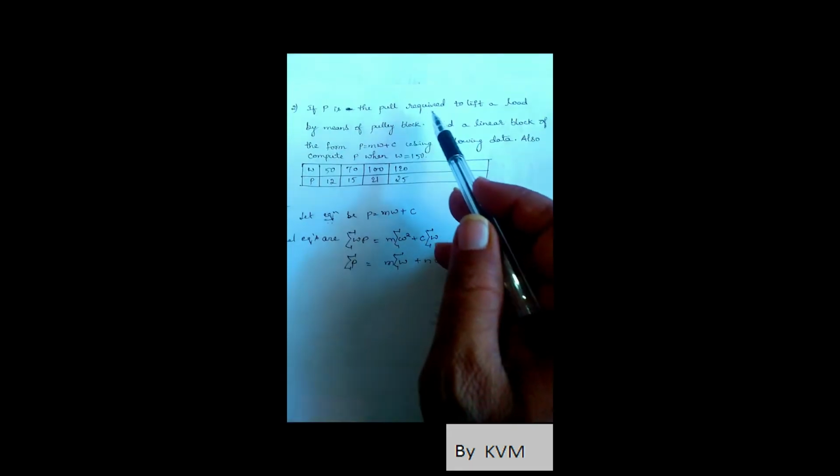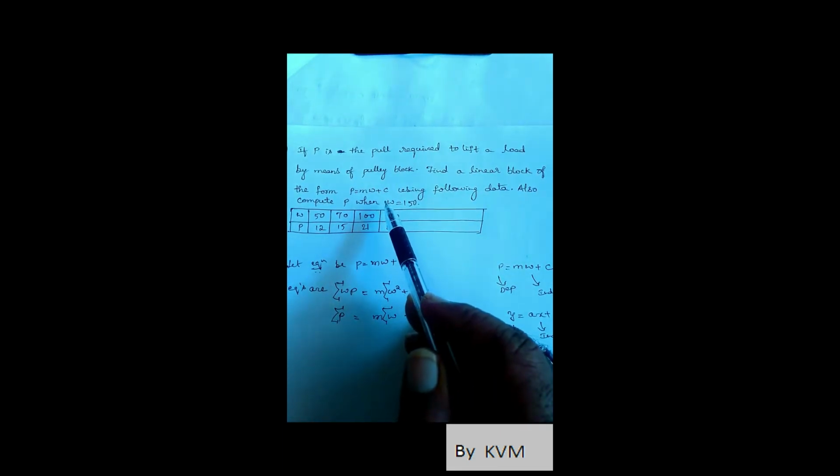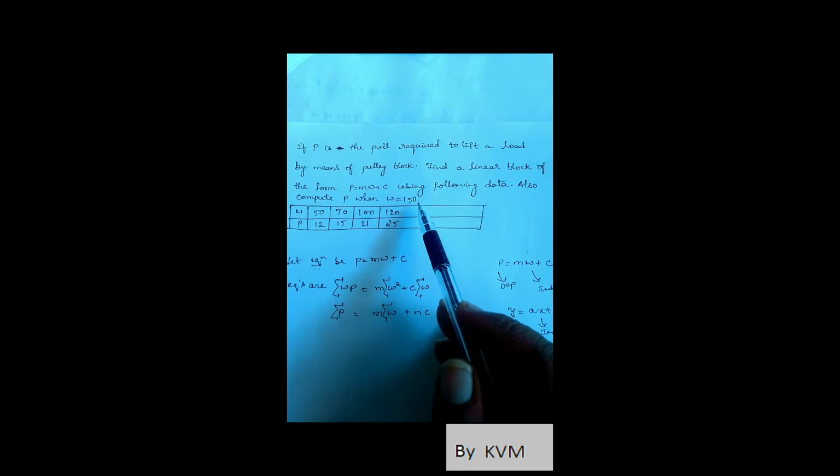So let us solve the next problem. If P is the pull required to lift a load by means of a pulley block, find a linear equation of the form P equals m into W plus c using the following data. Also compute P when W equals 150.